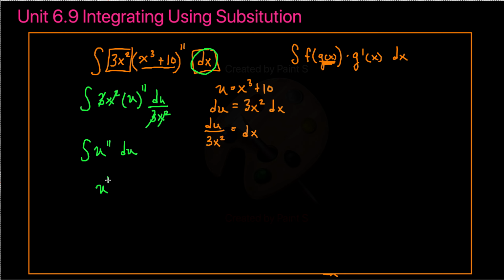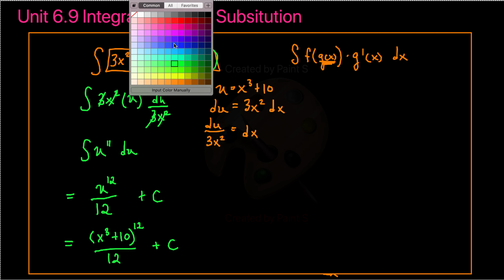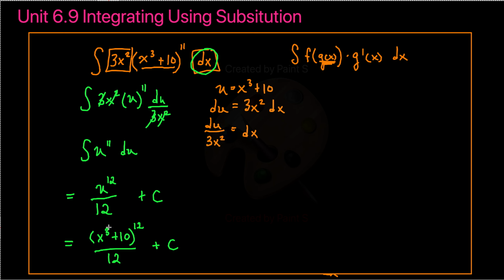And this just follows from regular power rule anti-differentiation, right? u to the 11th, you add 1 to the exponent and you divide by that same value, over 12 plus c. And after you've taken the antiderivative, you plug back in for u. u is x cubed plus 10, to the 12th over 12 plus c. And you can, of course, check your work. You can take the derivative of your antiderivative to see if you get this back.